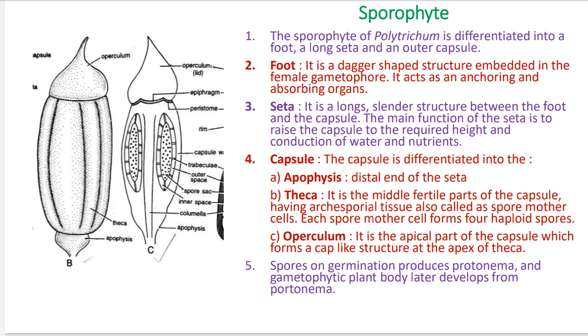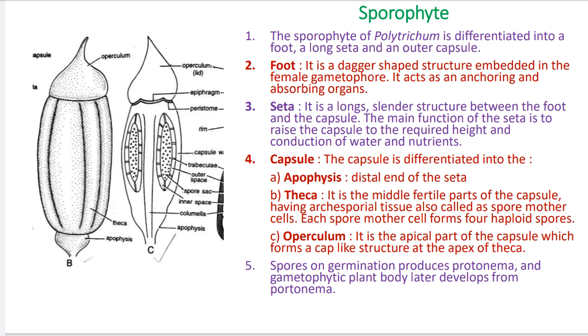Okay. Number 5, spores on germination. When the sporophyte matures, it ruptures, and after bursting of the capsule, the spores are released from the lid. The operculum is removed, and through the mouth of the capsule, the spores are released. Here many complications are there, but we are not going into details. Okay.